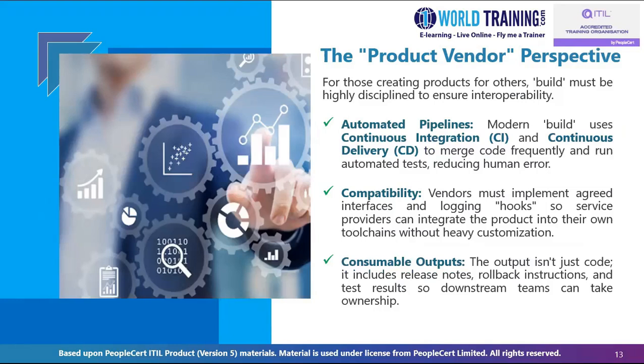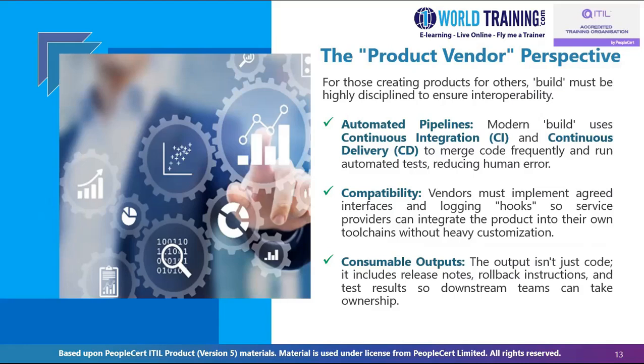Product vendor perspective. For product vendors building for others, build must be highly disciplined around interoperability. There are 3 requirements. Automated pipelines using CI/CD to merge code frequently and run automated tests, reducing human error. Compatibility, implementing agreed interfaces and logging hooks so service providers can integrate the product into their own tool chains without heavy customization.